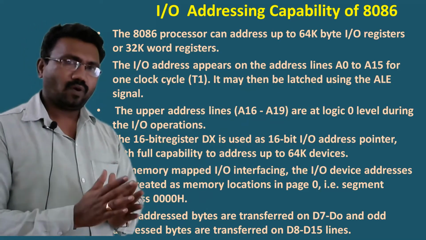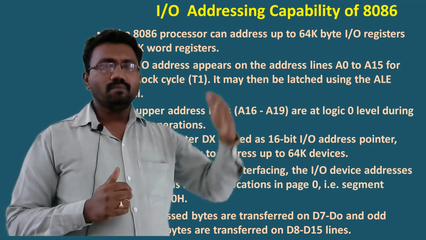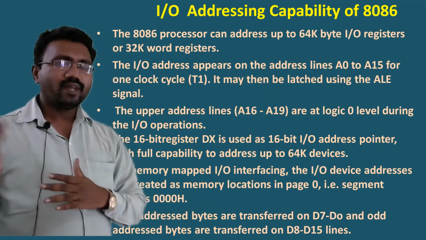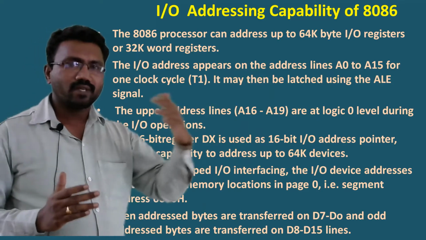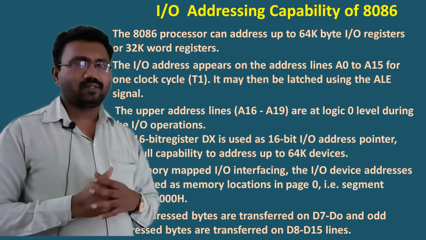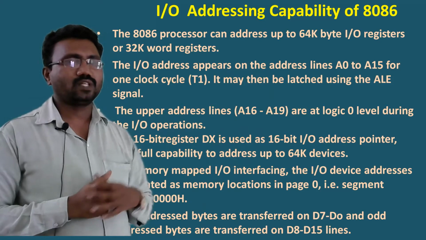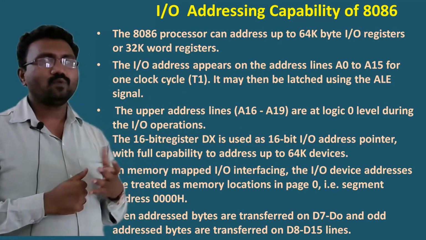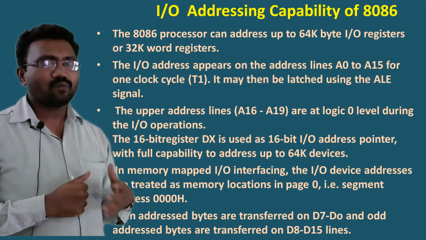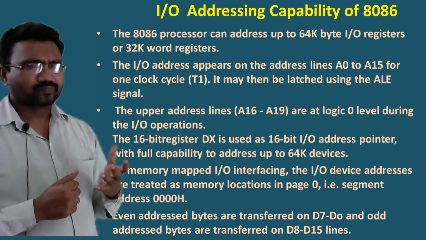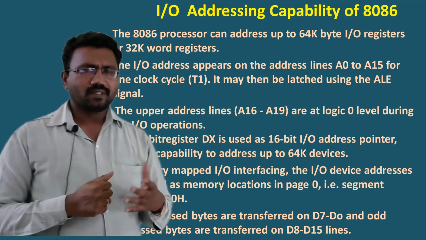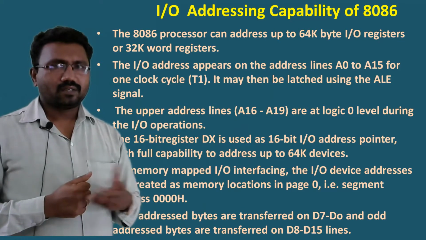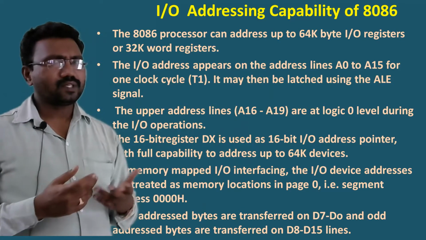Is it clear? The processor can communicate with the main memory locations. In a similar way, it can communicate with the I/O devices. Whenever the processor wants to communicate with I/O devices, it generates a 16-bit I/O address, which is nothing but the I/O port number. So that's why the 8086 processor can address up to 64K byte I/O registers or 32K word registers. In case the I/O address length is 8 bits, the I/O address space is 64K. In case of 16 bits, 32K words.